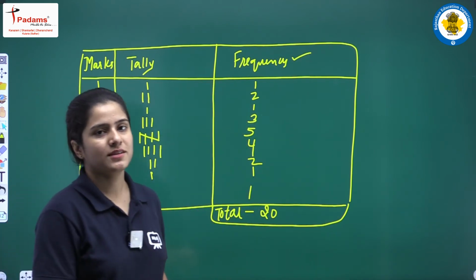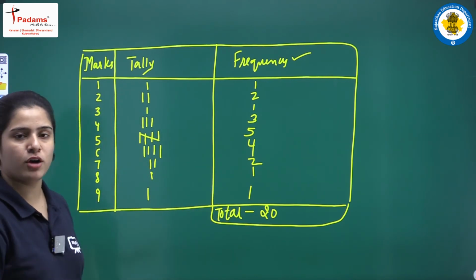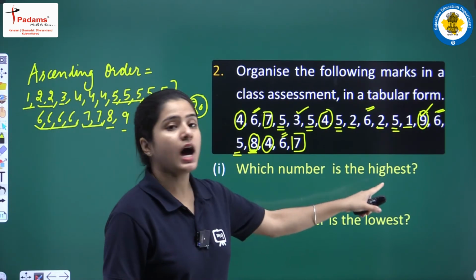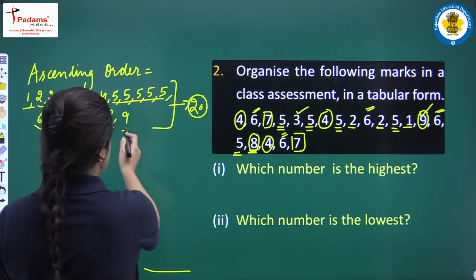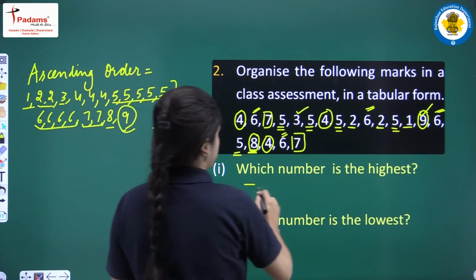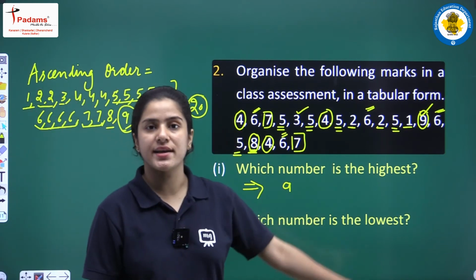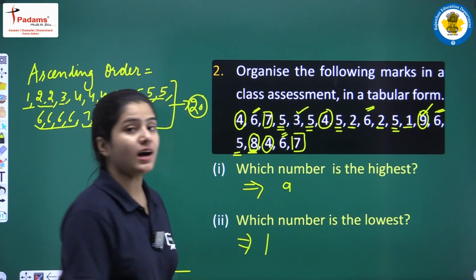Alright students. So now we have done the organization of the data in the tabular form. Okay. So now students, first which number is the highest? 9. Okay. 9 is the highest number. Now which number is the lowest? 1. Okay. Number 1 is the lowest number.